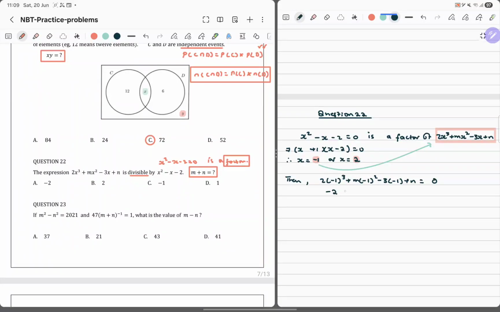This is going to be minus 2 plus m plus 3 plus n is equal to 0. So we end up with m plus n is equal to, this is going to be 1. When we transpose, we get minus 1. Problem solved. Okay, just one of these. All right, so the answer there is option C. Okay, so we can say, therefore, we walk away with option C.